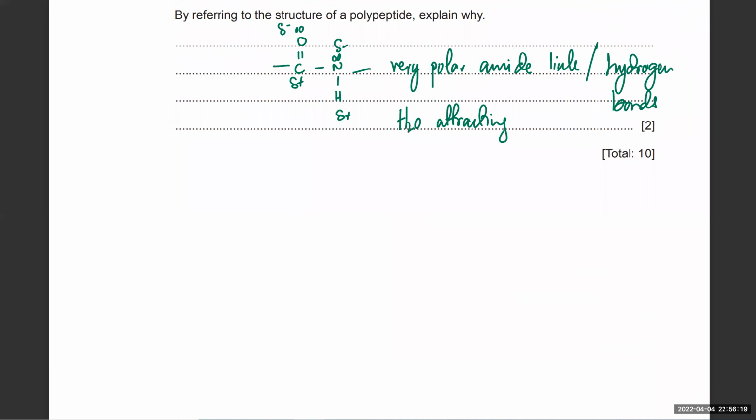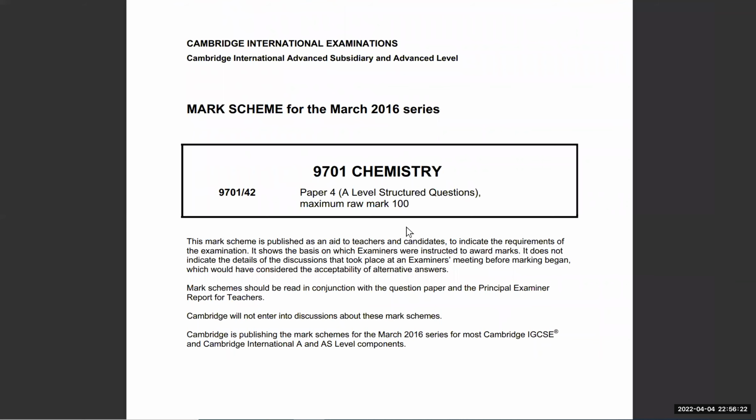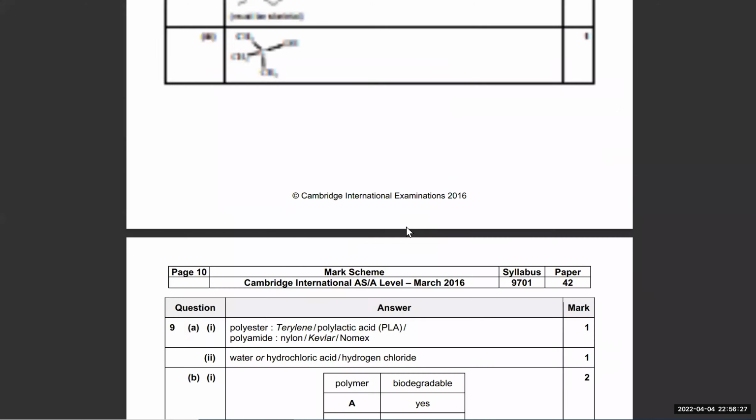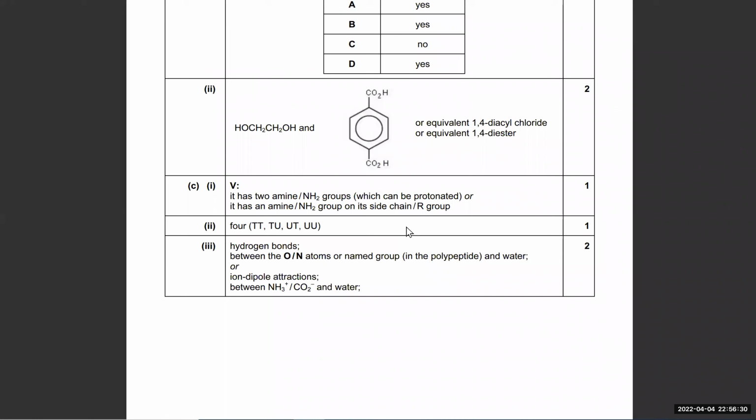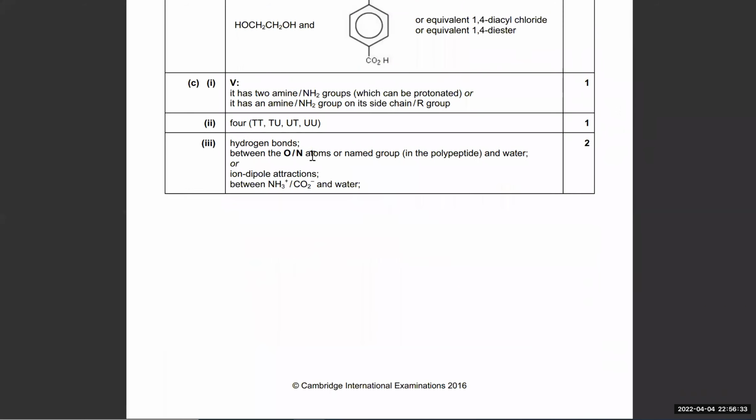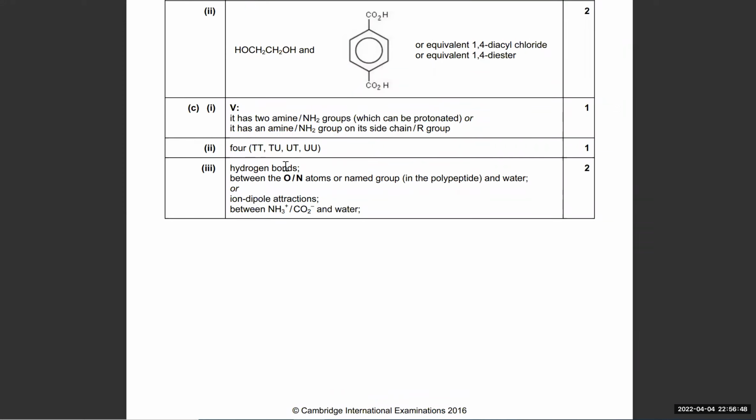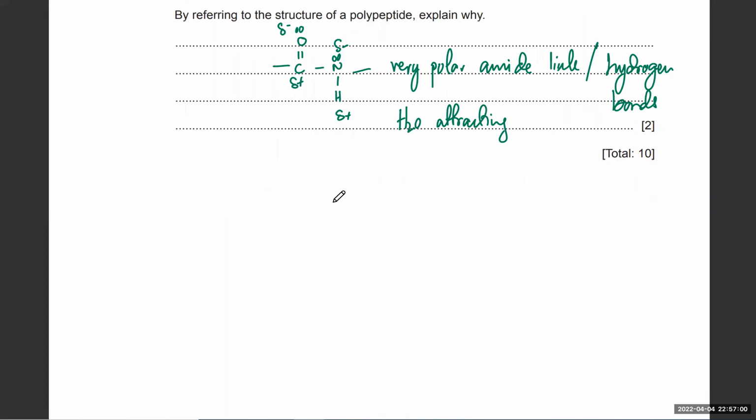So let's check at least the word explanation for this once again, the last part. It is just hydrogen bonds. He's talking about the named group in the polypeptide. So basically he's talking about hydrogen bonds. I said this one was actually 4. So why did he ask us to repeat? We misinterpreted. We didn't interpret the question carefully.